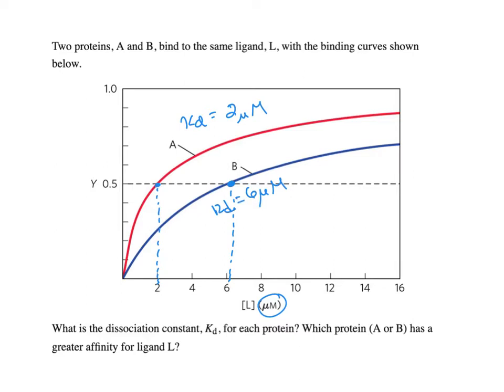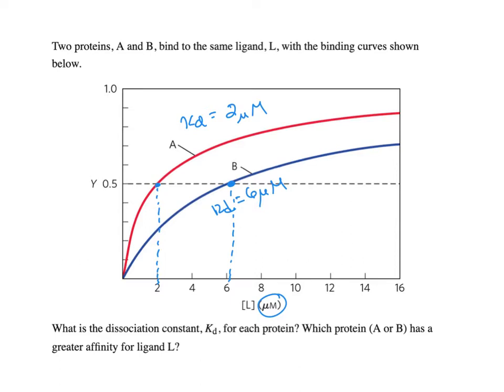So what does that mean regarding which protein has the greater affinity? So you have to remember, if it has a higher Kd, then that means it prefers to dissociate more. And affinity is looking at how much the protein wants to associate with the ligand. So in this case, A has a half saturation point at a lower concentration of L, which means it has a lower Kd and therefore a higher affinity for the ligand.